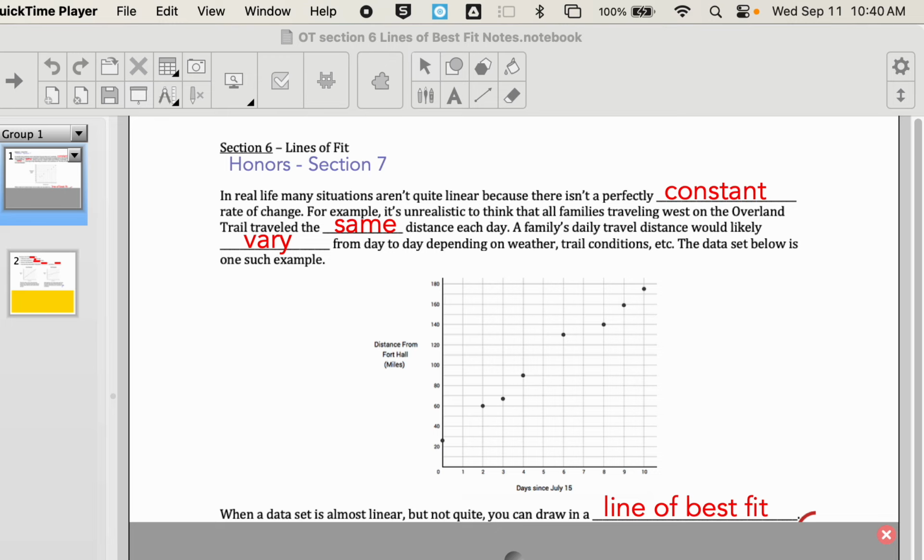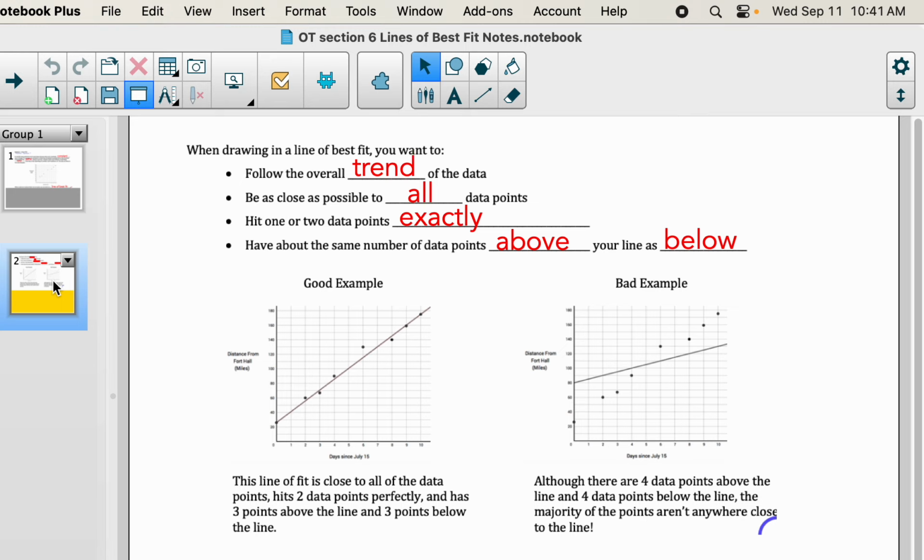All right, so again here in section 6, part 1, we're just talking about what is a line of best fit. There are a lot of times in the real world when data are not linear, but we have trends, and we can take enough data from enough resources to see what's actually happening. And so we talked about how to draw in a line of best fit. That line should represent the trend of what we're seeing, okay?